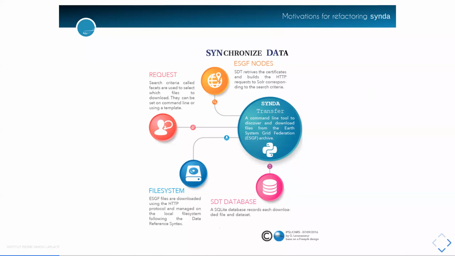What Synda does with this list is save it in a database. It's an SQLite database, which works as memory for what it has to do, has done, and will do over multiple usages of the same command. And when you use the download command of Synda, it will take the queue of files currently in the database, download them and write them to your local file system following the data reference syntax. So that's the whole gist of Synda, which is mostly the same for ESGpull. That's why I'm presenting it quickly.